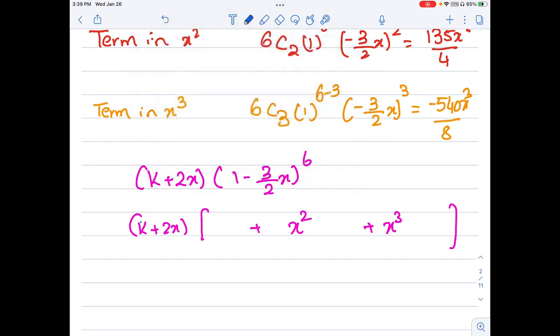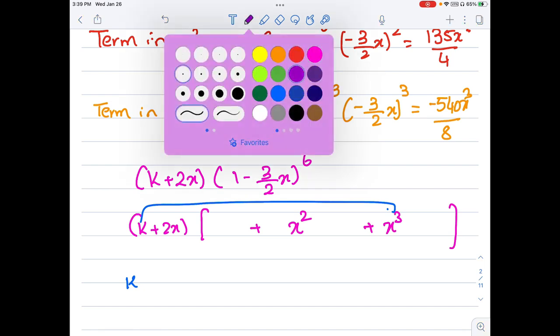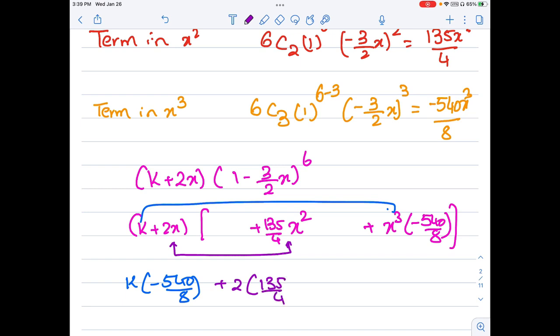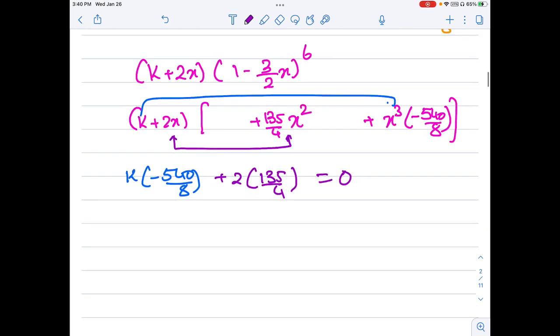Why is it so? k should be multiplied with x cube and 2x should be multiplied with x square. So just now we have done: x square is 135 x square upon 4, x cube is minus 540 upon 8. So k times minus 540 upon 8 and 2 times 135 upon 4. These are the possibilities of getting x cube, which should be equal to 0.